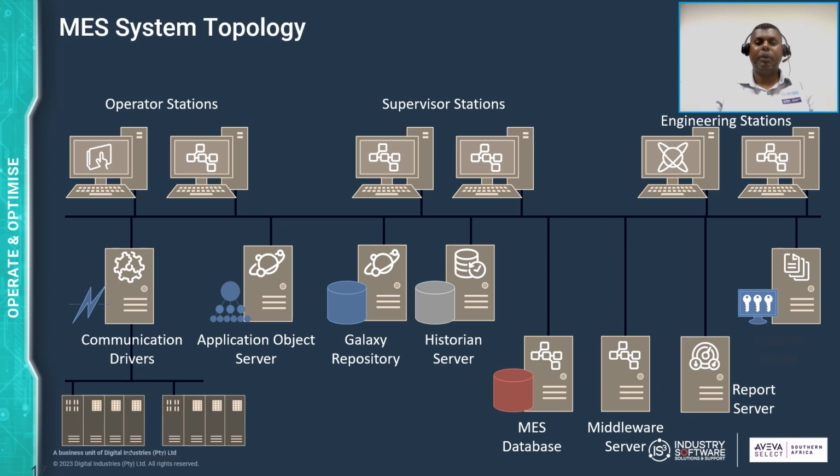The Galaxy repository hosts the project's configuration database and services. There is only one Galaxy repository per project. The application object server, or AOS server, is the computer where application objects are deployed to run on. There can be multiple application object servers for load distribution and/or redundancy. If MES application objects are deployed to this node, then a middleware host is required. Each application server can support 30 client sessions, 25 MES application objects, 25 application server line objects.